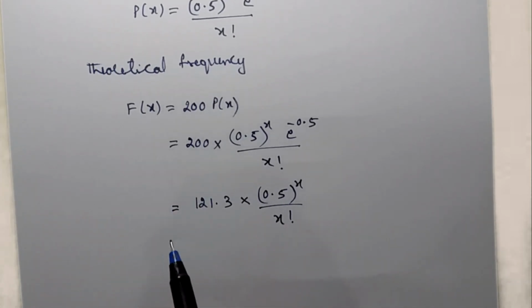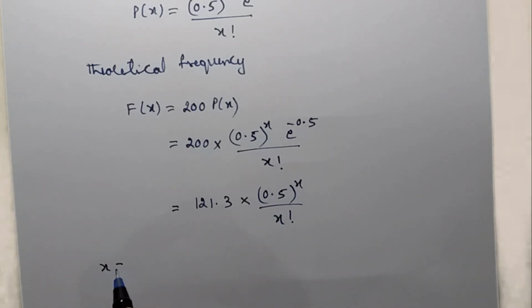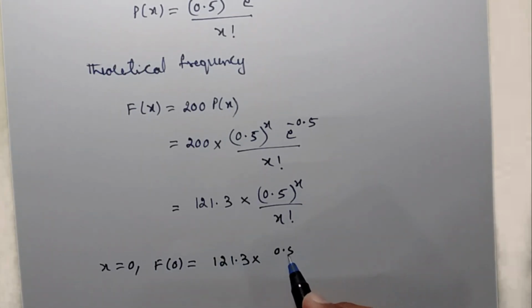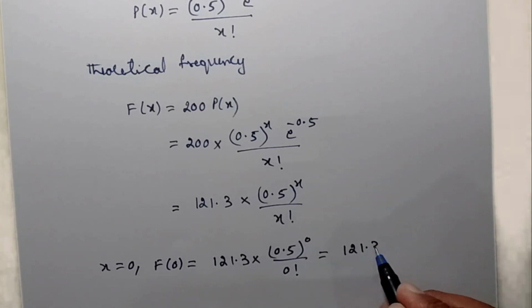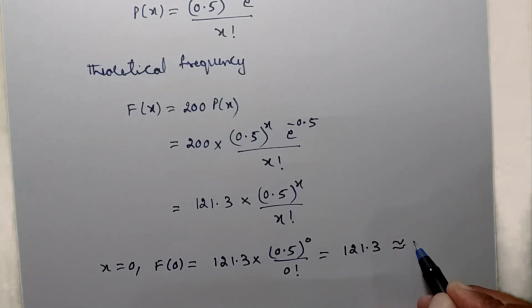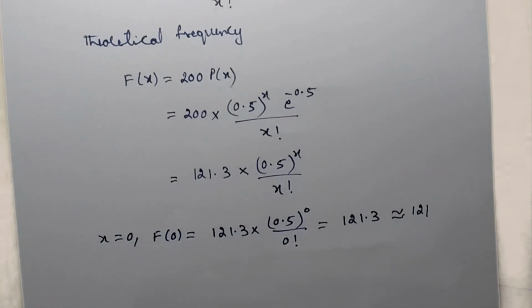Now the values of x that are there are 0, 1, 2, 3, 4. That is already given in the equation. So start with x equals 0. We get f of 0 equals 121.3 into 0.5 to the power of 0 divided by 0 factorial. Anything to the power of 0 will be 1. This will also be 1. You will get back 121.3 itself. Because you want to approximate, you can write it as 121.